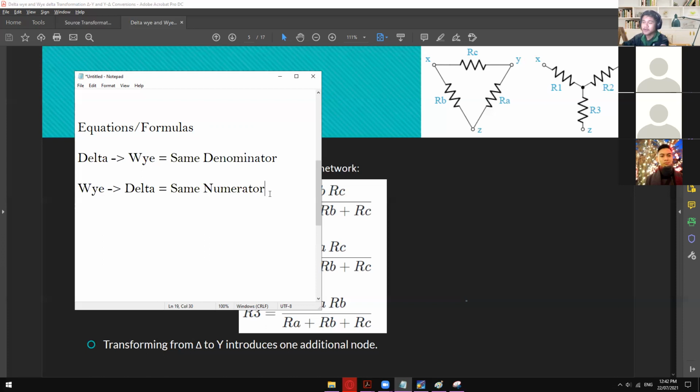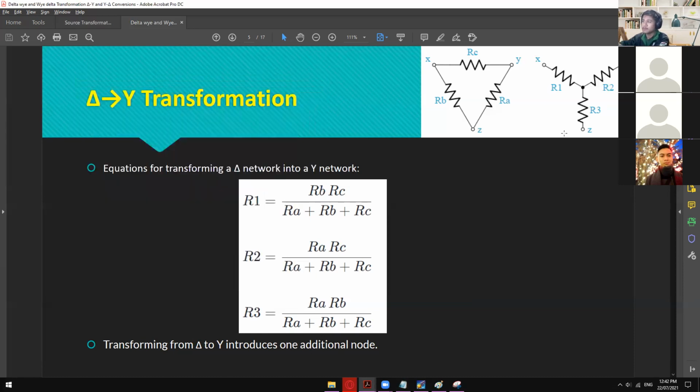However, wag nyo lang pagpapalitin. Okay? Kasi pag pinagpalitan nyo itong dalawang to, of course, mali na yung sagot nyo. Anyway, when it comes to y to delta, we have same numerator. You guys will see later on the formula for the y to delta. But for now, let's have this formula right here from delta to y.